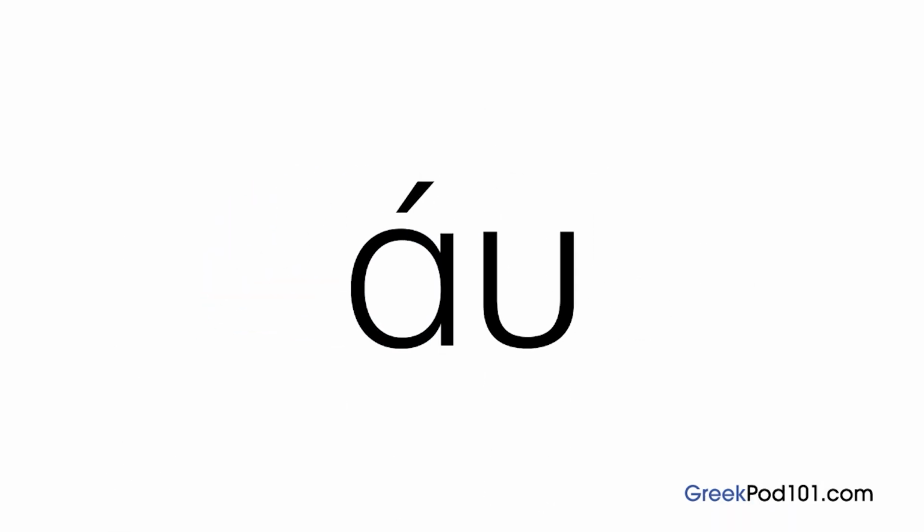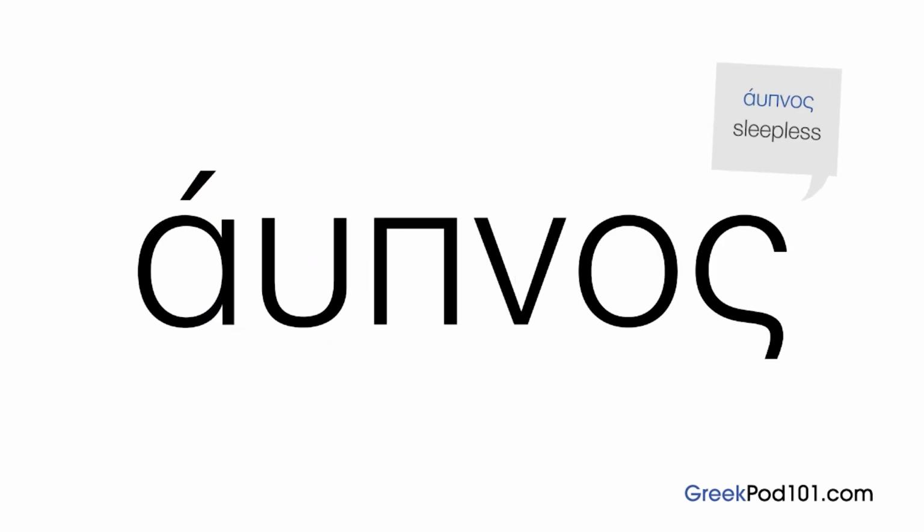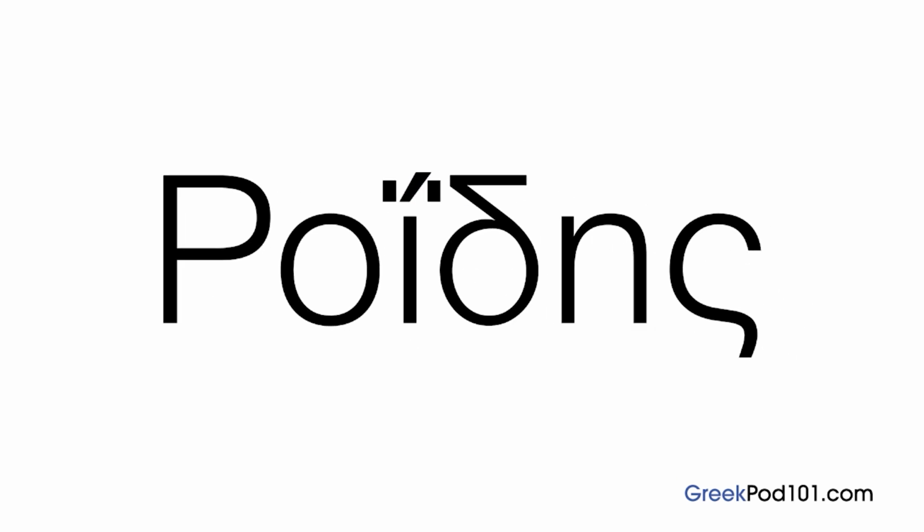If the letters of a two-vowel combination must be pronounced separately and the accent goes at the first letter, then simply an accent mark is placed on that letter. For example, άυπνος, meaning sleepless. If the letters of a two-vowel combination must be pronounced separately, but the accent goes at the second letter, then we need to use διαλυτικά and the normal accent together. For example, ροίδης, a famous Greek writer.